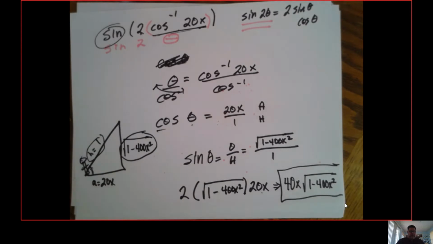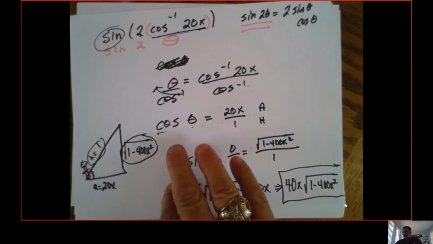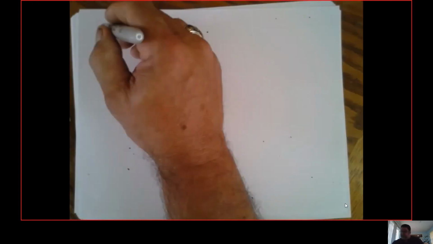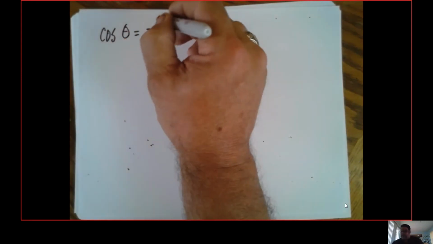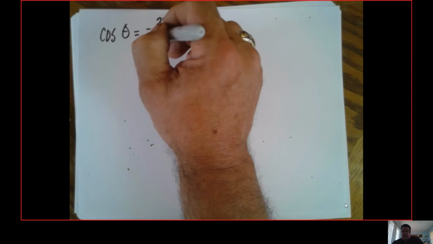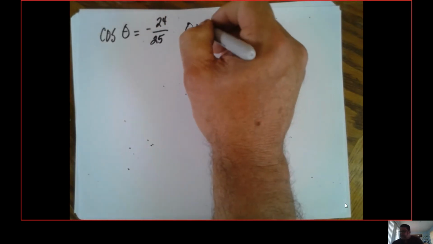I'll go ahead and do a cosine for you. I think this was another one sent to me. This one is not bad. This is a good test question coming up because it's not as bad as these identities. The cosine of theta is equal to negative 24 over 25, and it's in quadrant 2.